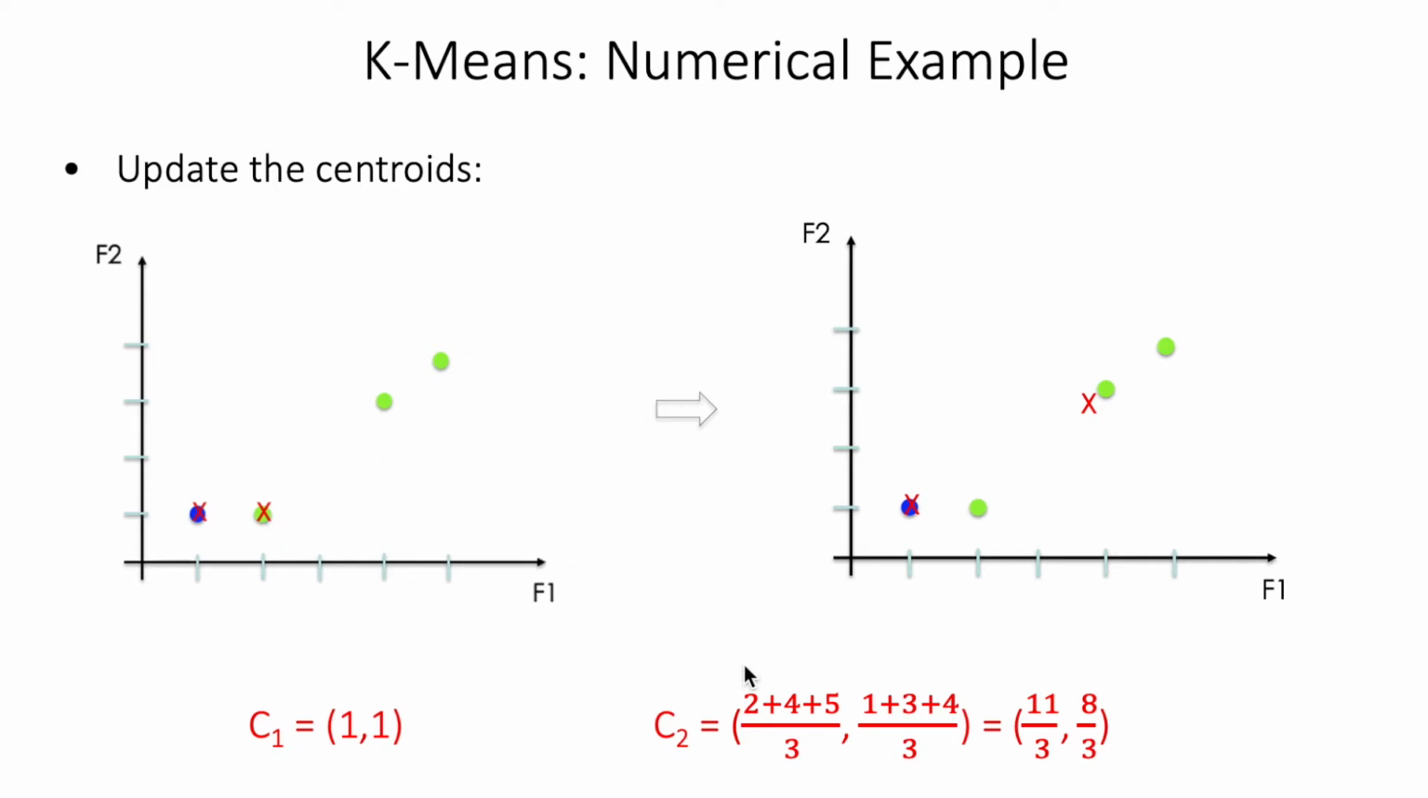Basically, we sum the points on every axis and then divide by the number of points. So 2, 4, 5 are the x-axis of the 3 green points divided by 3, and 1, 3, 4 are the F2 axis for the 3 green points divided by 3. And we get this result, 11 divided by 3 and 8 divided by 3. And we can see the new locations here, right? So C1 stays the same, but C2 moves to a more centric position inside the green cluster, right?